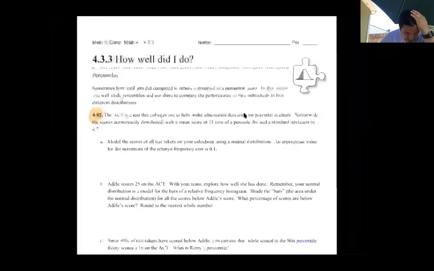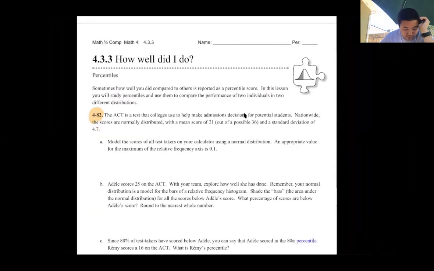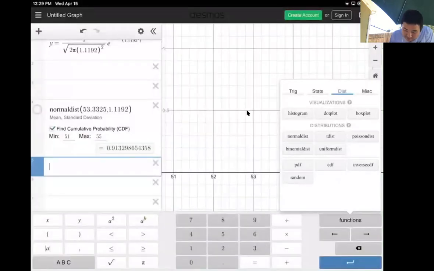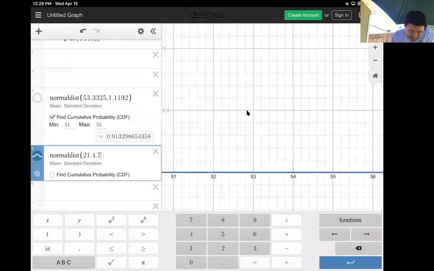And two, the ACT is a test that colleges use to help make admissions decisions for potential students nationwide. Scores are normally distributed. The mean score is 21 out of a possible 36, with a standard deviation of 4.7. Model the scores of all test takers in your calculator using a normal distribution. An appropriate value for the maximum relative frequency is 0.1. Normal distribution 21, comma 4.7.